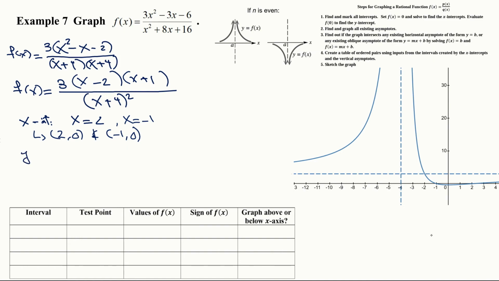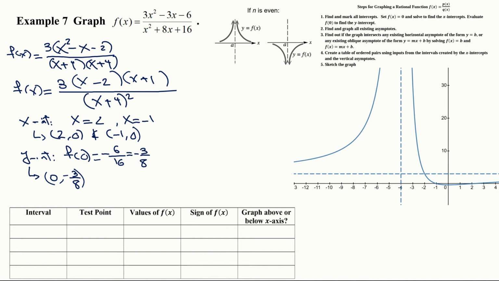For the y-intercept, we'll go ahead and find f of 0. That's easy because when you plug in 0 for x, these four terms all become zeros, so we get negative 6 over 16, which is negative 3 over 8. Okay, so the y-intercept is going to be at (0, -3/8).